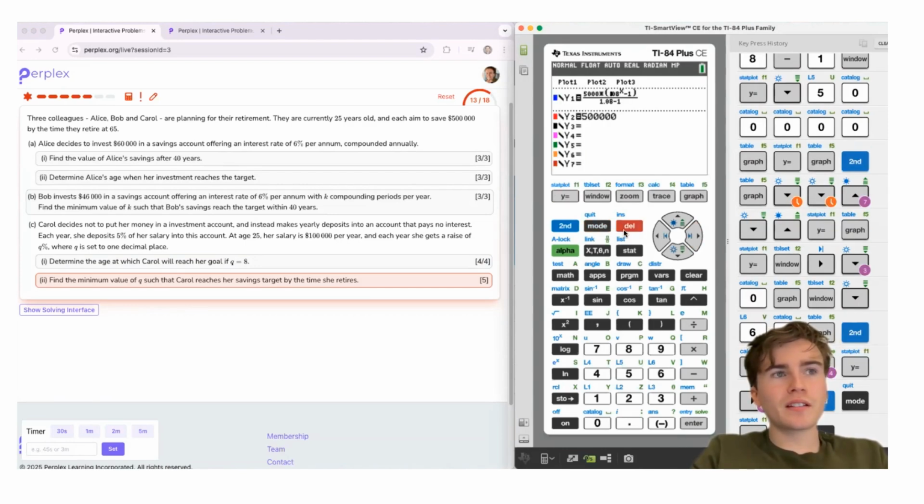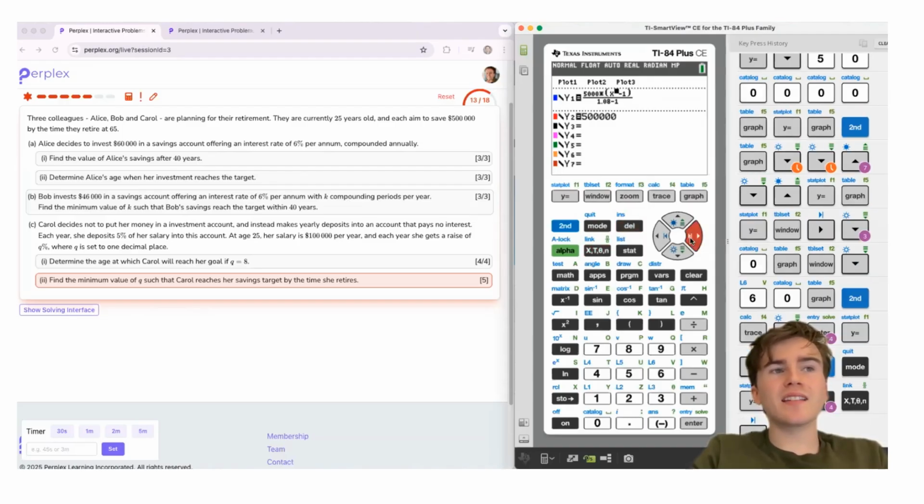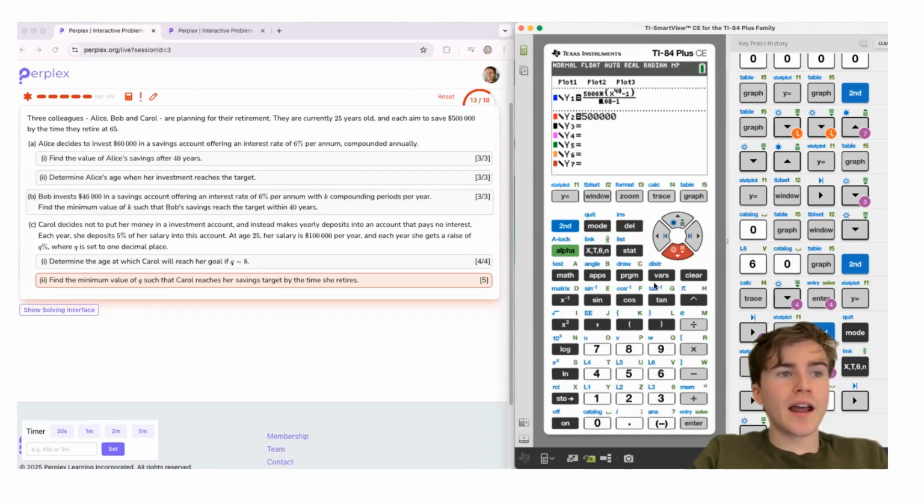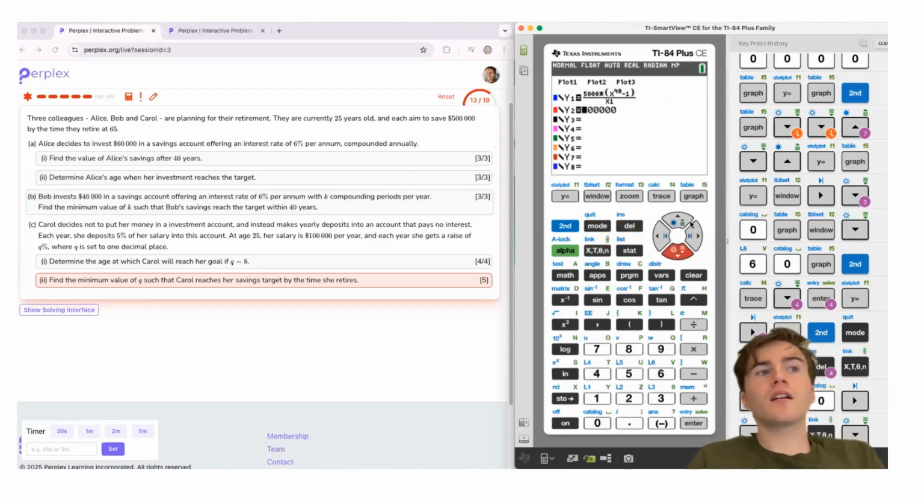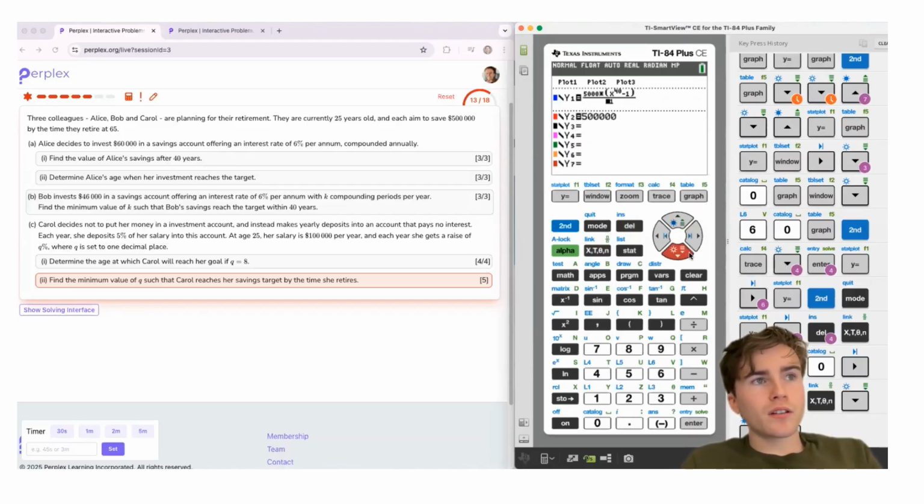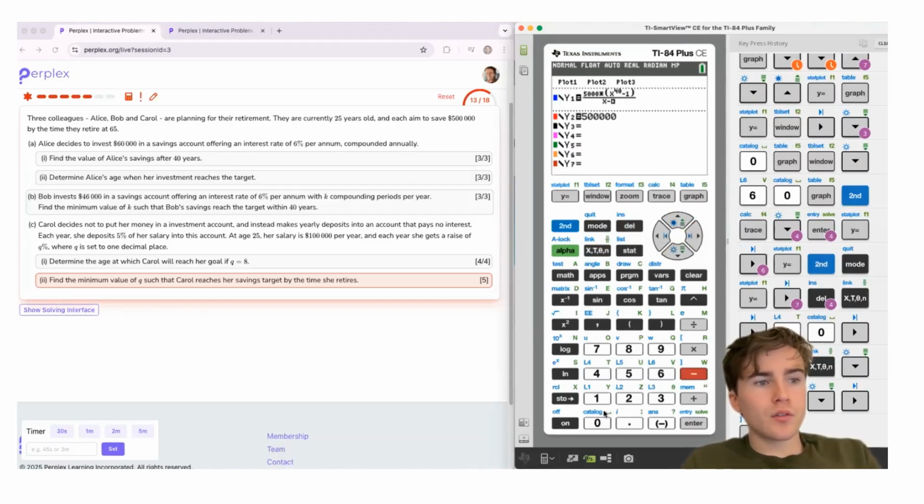I'm going to delete some of this. Instead of doing something to the power of x, I'm going to say x is the common ratio, and we're going to put it to the power of 40. After 40 years, that's when she retires. And we're going to delete, and we're going to say the common ratio is also x down here. And we're going to do x minus 1.